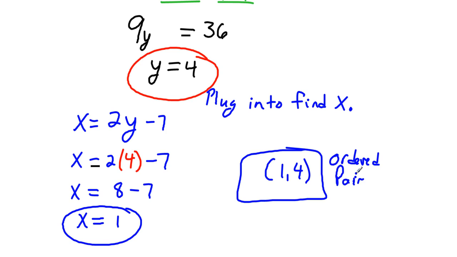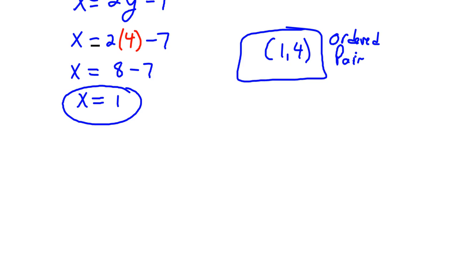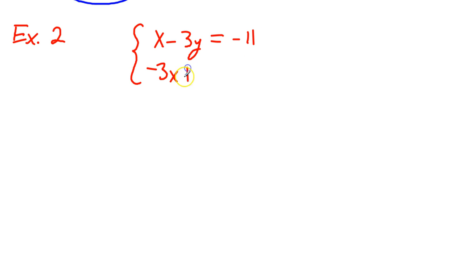Okay, so no matter what they do, with substitution, I would say the best case is when you have x equals or y equals. Let me show you one where they don't do this, and we'll walk through this one. And once we do this one with substitution, we'll come back to it for elimination and show you how we would do it with elimination and see if you would like to do it that way. So let's go with x minus 3y equals negative 11 and negative 3x plus 4y equals 13.